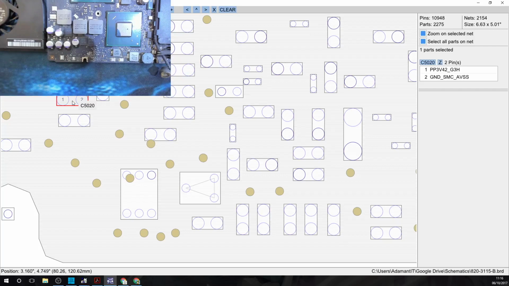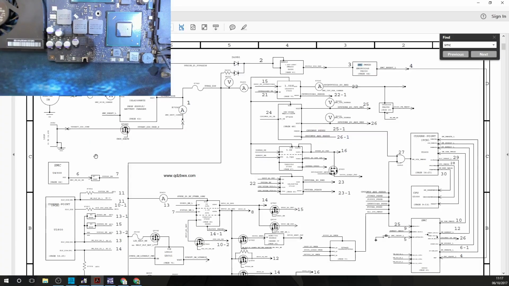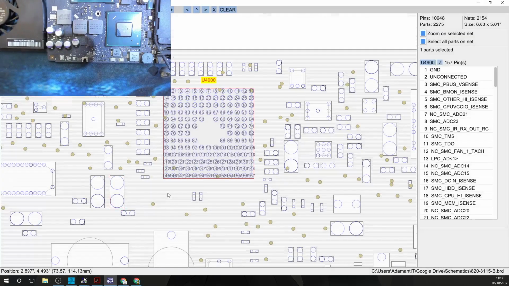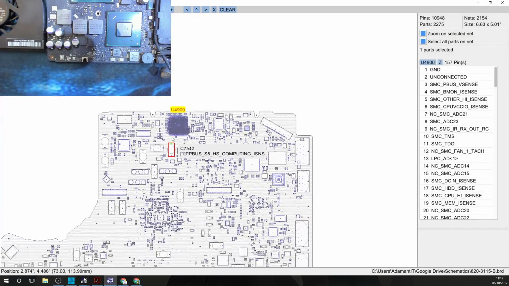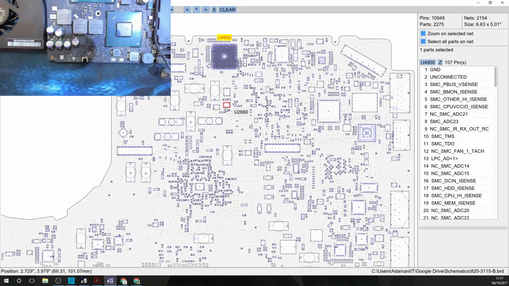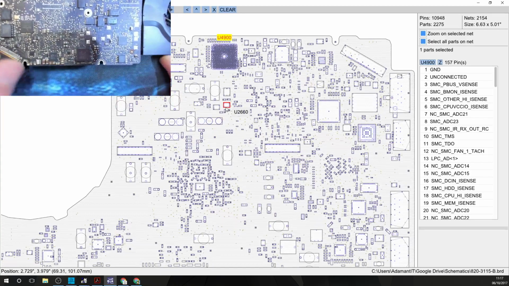What we're going to do is put power onto the board again. We're going to find the SMC and check if it's in reset mode. I need to know what the SMC chip name is because I can't remember. Oh, U4900. Right, where are you? So the SMC is on the other side of the board. It's on the top half of the board, which is incidentally on the other side of where we're looking at here. So let's flip that over. All right, so that's our SMC.